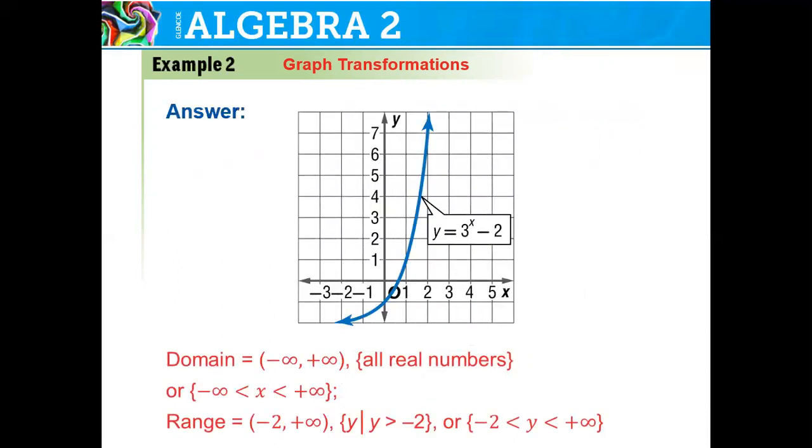The parent function had a y-intercept at (0, 1), while now the y-intercept moved 2 units down, and now it's at (0, -1). We have the domain to be all real numbers and the range y greater than minus 2. I want you here to notice that y is greater than minus 2. The range depends on my asymptote, because now my asymptote became y equals minus 2 instead of the x-axis.